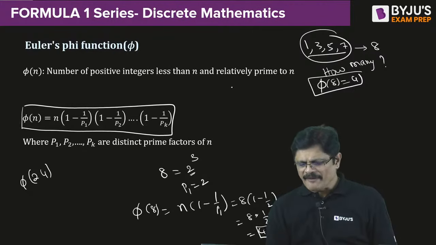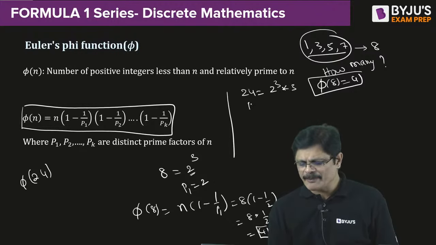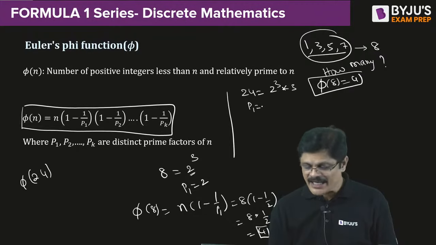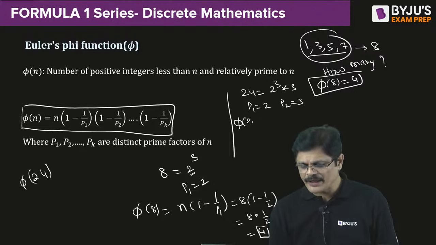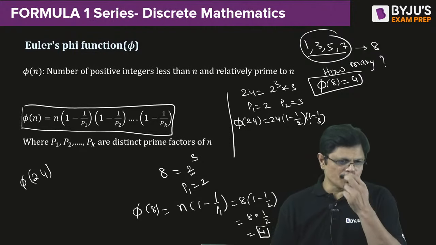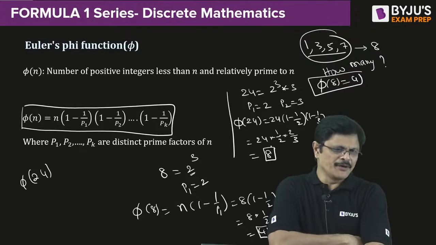So for 24 we have to do the prime factorization. 24 is what, sir? 8 into 3, that is 2 cube into 3. So here the distinct prime factors are 2 and 3. Then phi 24 is given by the formula 24 into 1 minus 1 by p1, 1 minus 1 by p2. Direct formula, you will get the answer, which is 24 into 1 by 2 and 2 by 3. So the answer would be 8. Very good.